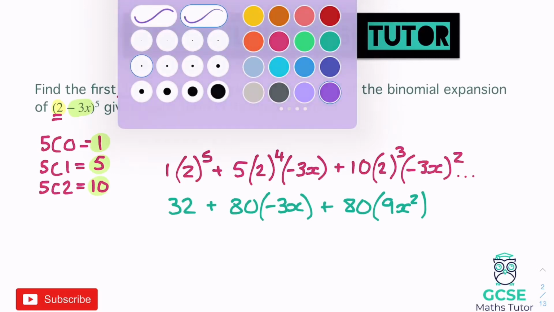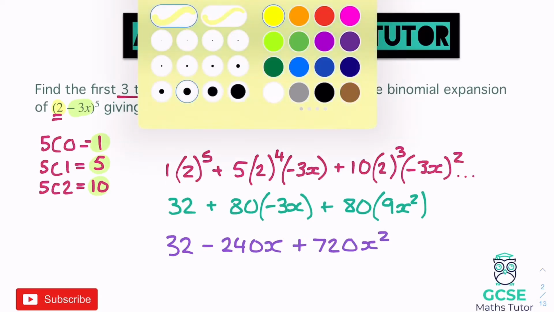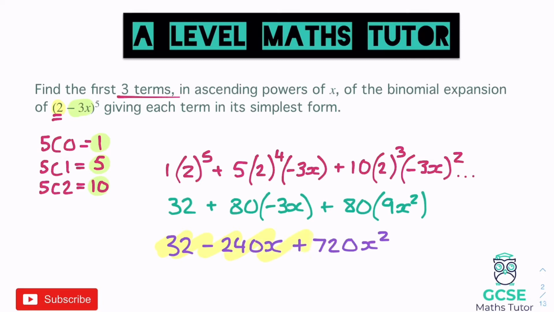Then simplifying this down, we've got 32 to start with, and we're going to add to that 80 lots of negative 3x. Well, 3 times 80 is 240, and it's negative, so we're going to be taking away 240x. Then we're going to add to that 9 times 80, which is 720, so 720x squared. And there we go, there's our final answer, the first 3 terms of that expansion.